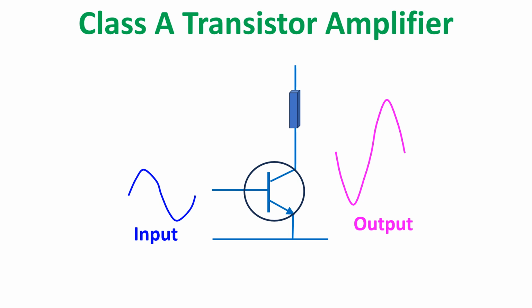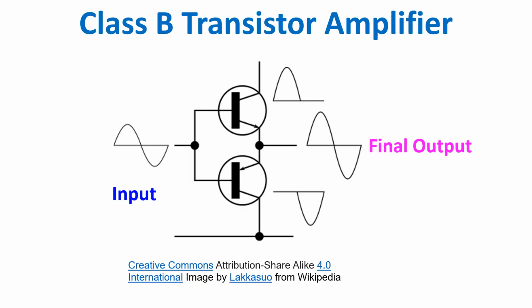Due to poor efficiency, typically only 25%, current consumption is more. If higher output is needed, power supply becomes larger, more expensive, and heat sinks are needed. Class B amplifier conducts only for half of the cycle.